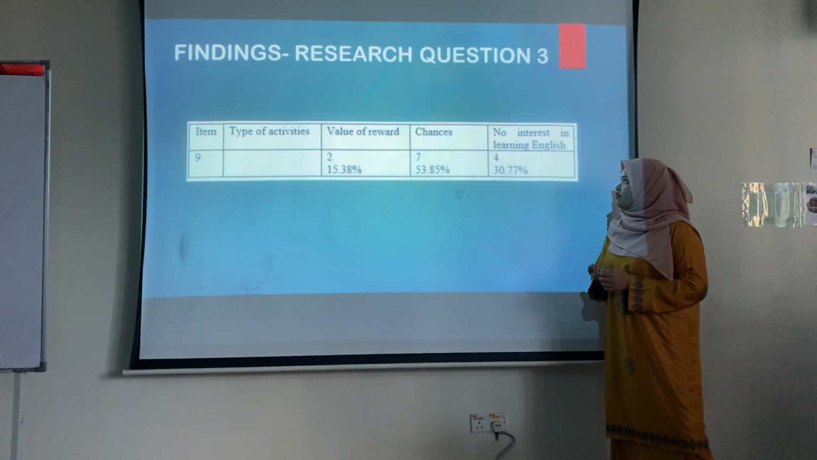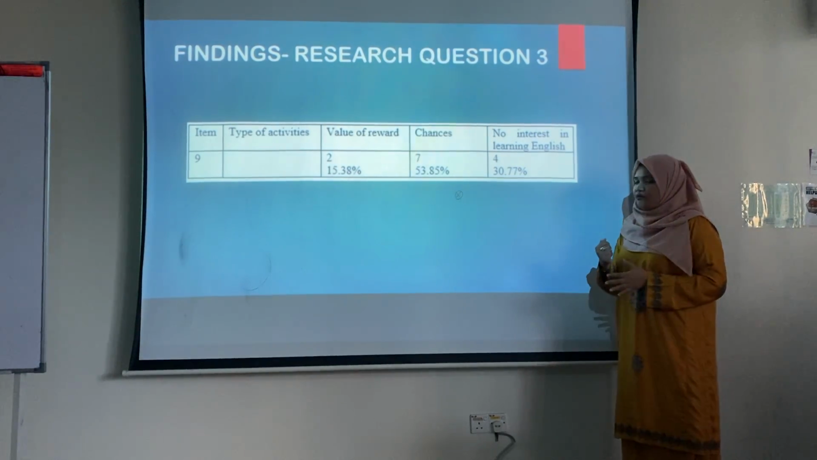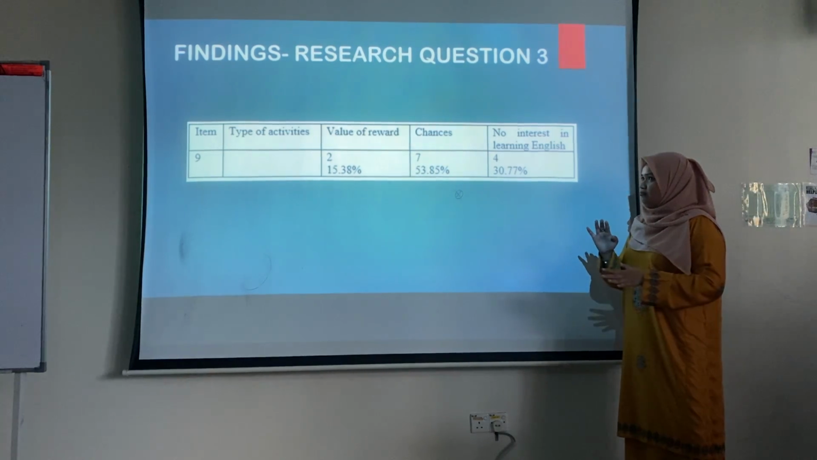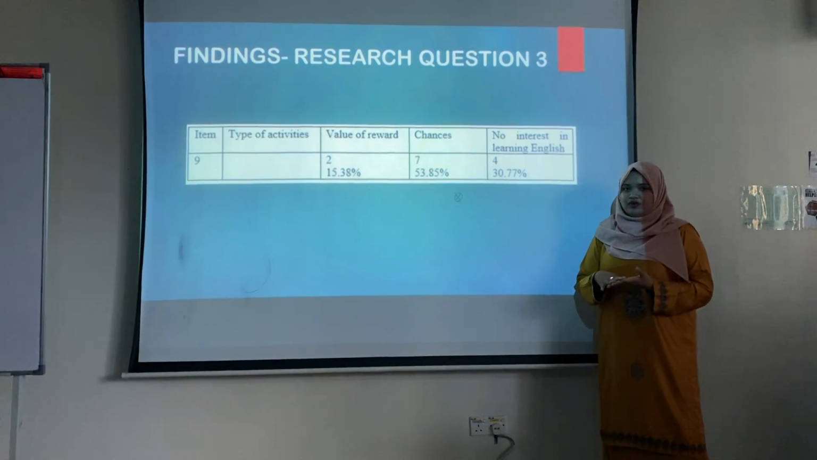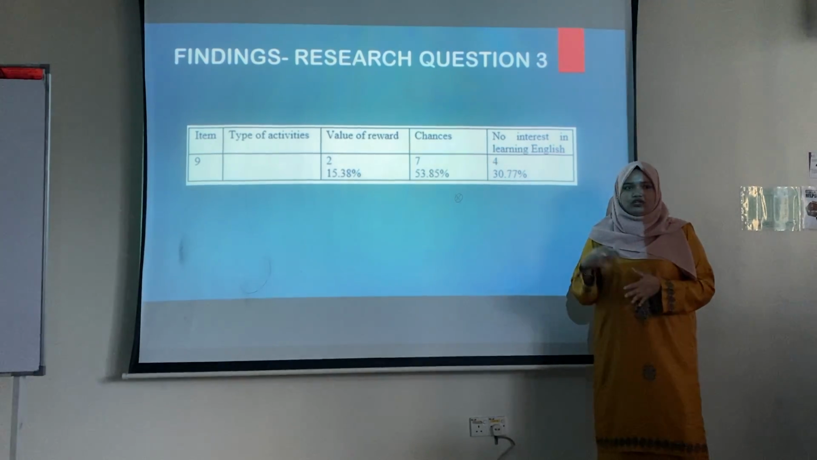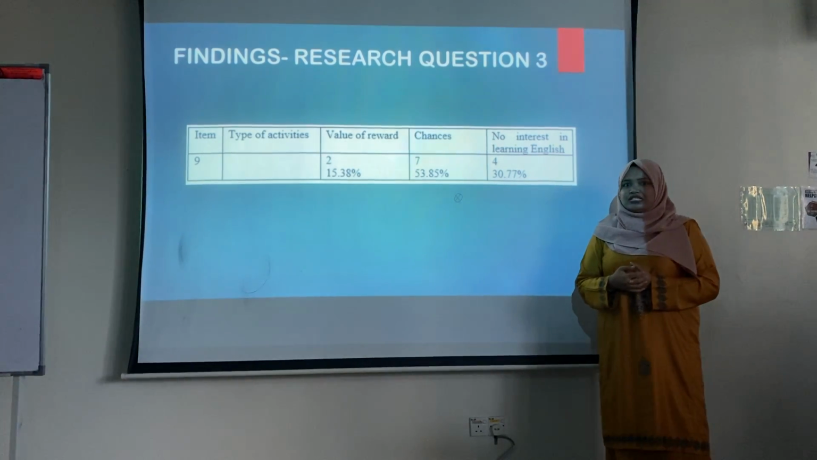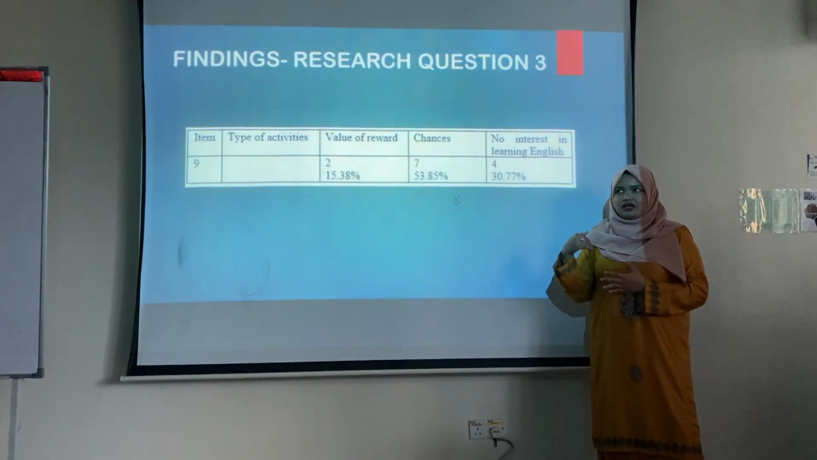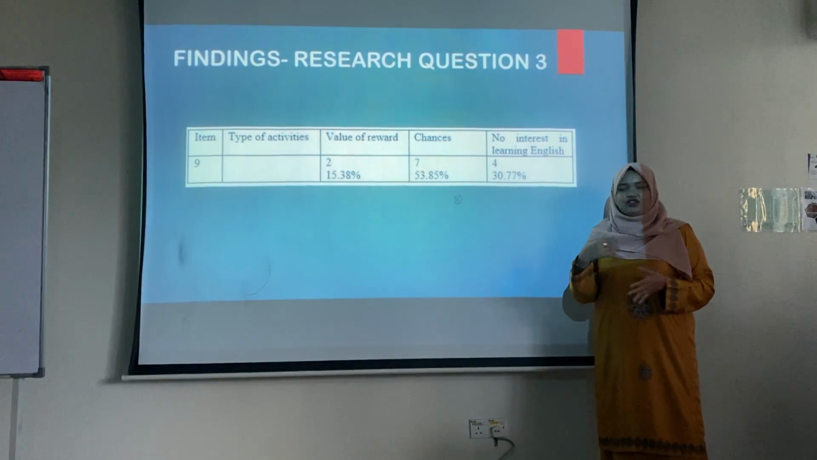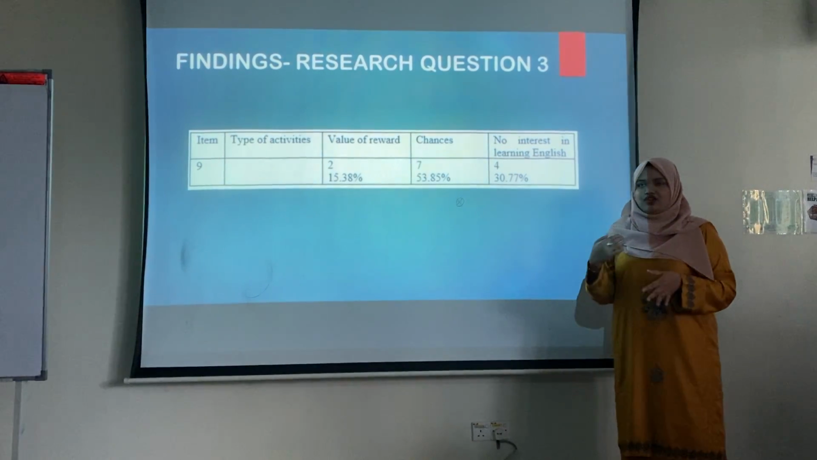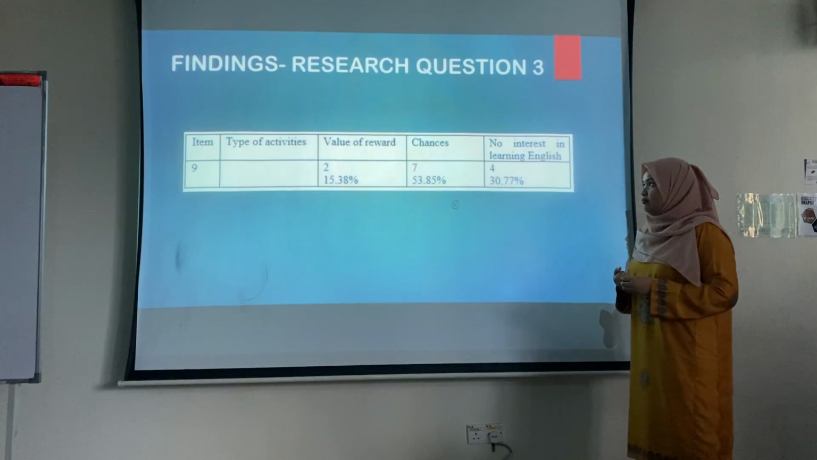And the next one is for research question 3, where I wanted to identify the contributing factors, and all the students that did not manage to complete the reward card chose chances as the factor that caused them to not complete their reward card. This is because high proficiency level students will answer the questions first and volunteer themselves first rather than the low proficiency students, so they did not have the chance to participate.